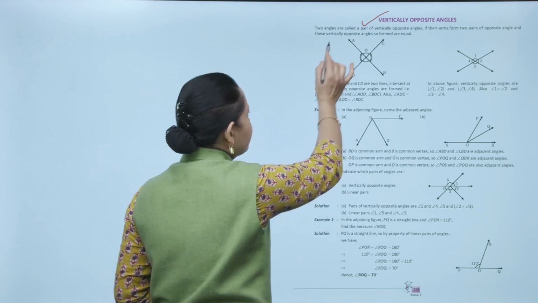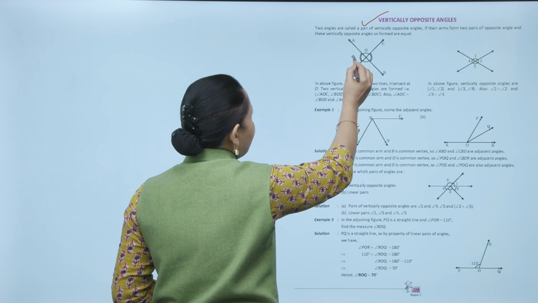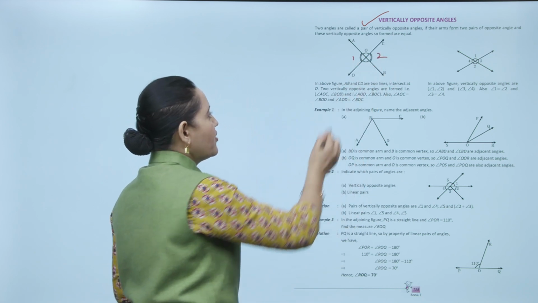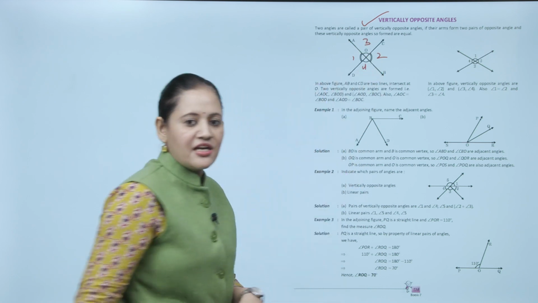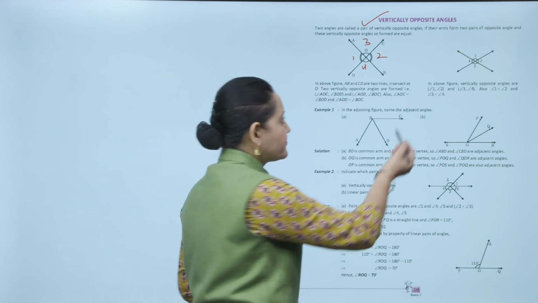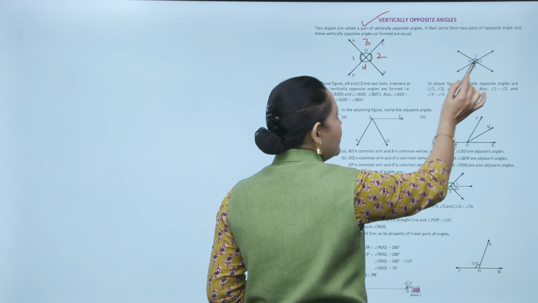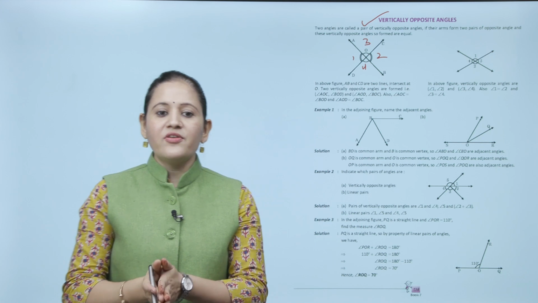So two lines AB and CD intersect at O, so these angles 1 and 2 are vertically opposite angles and will be equal. Angles 3 and 4 are also vertically opposite angles and will also be equal. Clear? Like here, 1 and 2 are vertically opposite angles, they are equal. 3 and 4 are vertically opposite angles, they are equal. Clear?